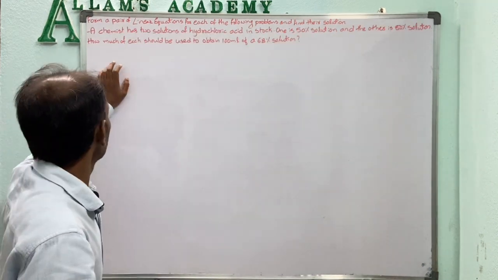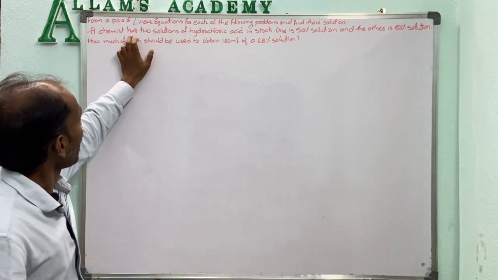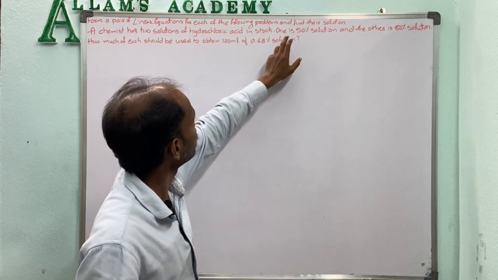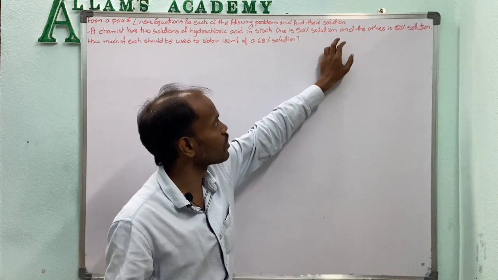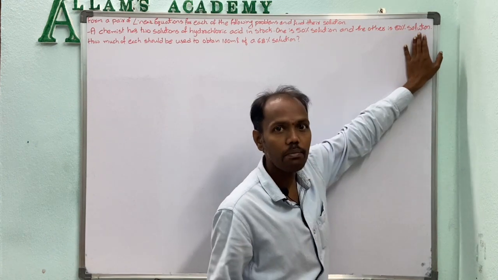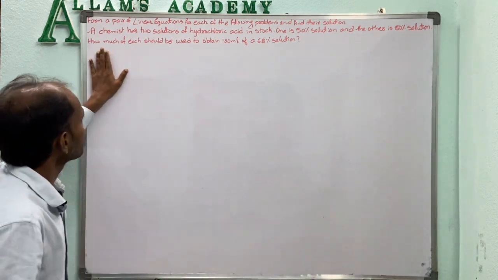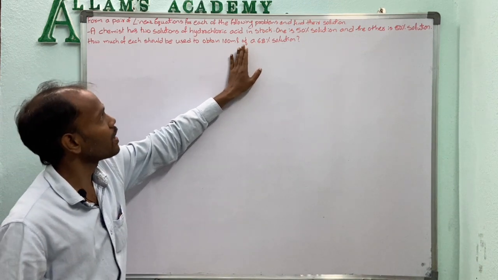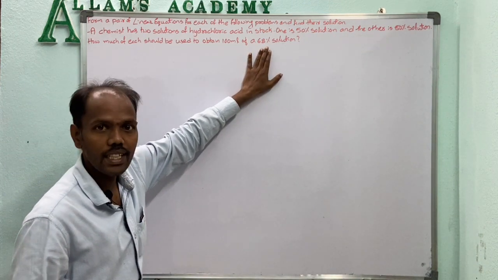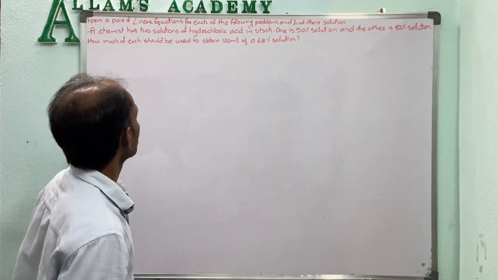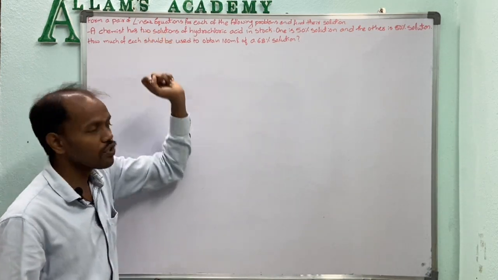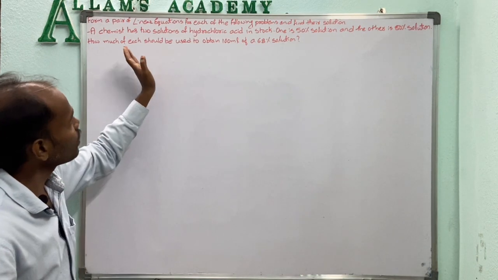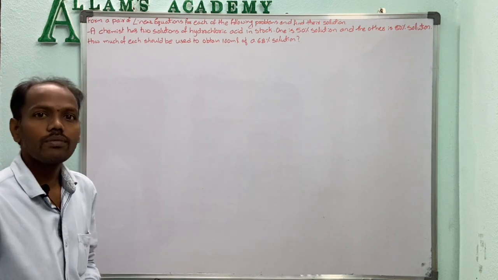Okay, given problem, a chemist has two solutions of hydrochloric acid in stock. One is 50% solution and the other is 80% solution. How much of each should be used to obtain 100 milliliters of a 68% solution? So he has two solutions there. We have to find how much of each solution.